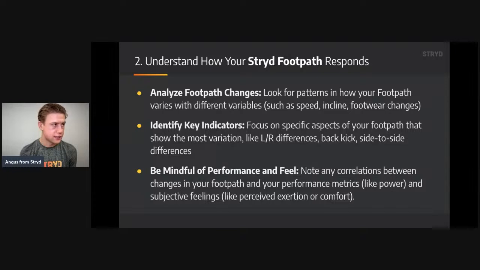So the first point is analyze the footpath changes, and we can do that easily with the tools I just showed you, where you pull up one run or you compare within a run, and then you can just overlay the footpath from one run against another to start identifying those key indicators. So you want to focus on specific aspects of your footpath that show the most variations, such as difference between the left and right foot, back kick height, side to side differences if you're looking from the back view. And then you want to start thinking about how you performed and how you felt.